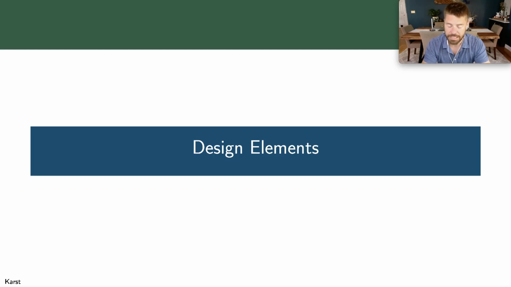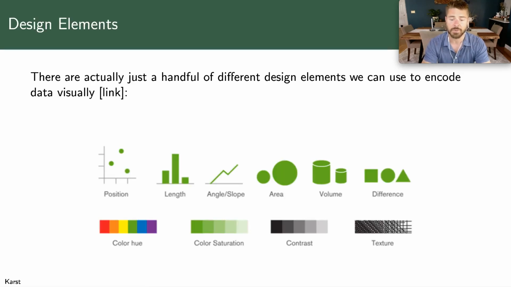These design elements are really key, and actually there's not very many of them. So we may have, I don't know, 8, 9, 10, depending on how you're going to count a few things. Let's just go through all of them. So we have position, like where the things are physically, where the marks, we'll call each one of these a mark, are physically located. We have the length of an object. We have the angle or slope of a line. We have area, which is two-dimensional extent.